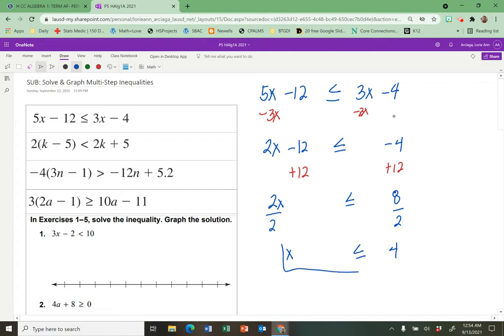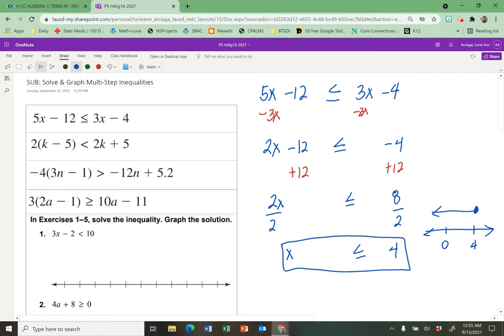And how do we graph this one? So when you graph that, always put your 0, your number. That's going to be a solid circle, right? Because it has a bar underneath. And this is pointing to the variable, so it's going to go to the left.